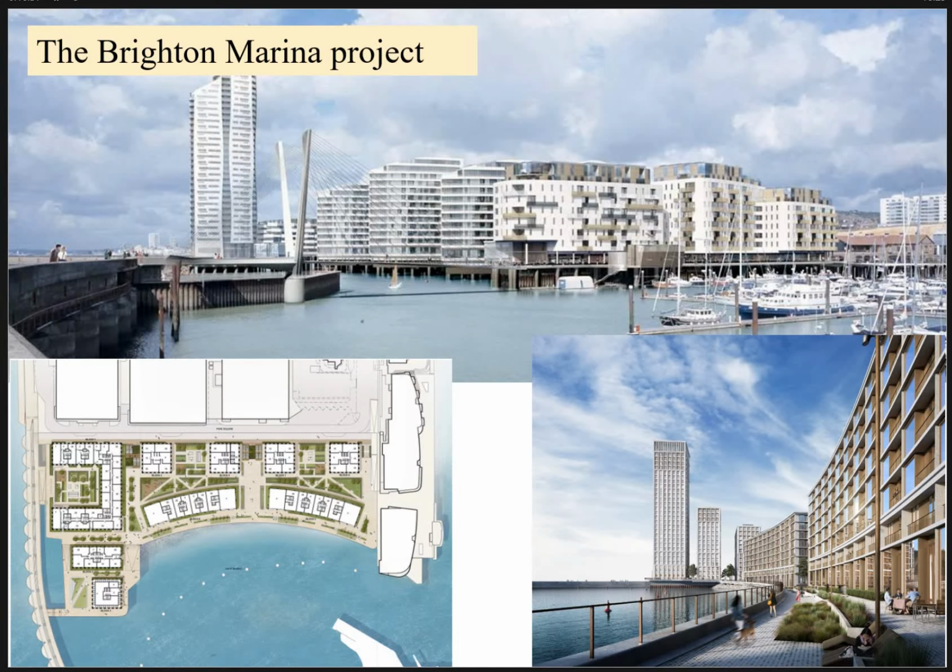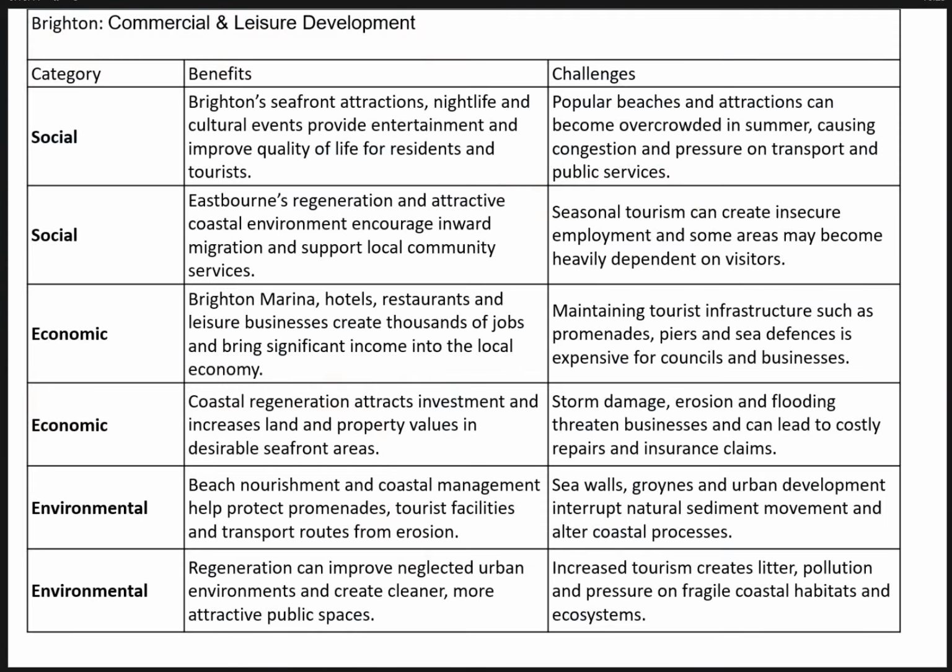So again, we're going to use the social, economic, and environmental structure framework. For example, if we wanted to talk about the social benefits, we might want to talk about Brighton's seafront attractions, its nightlife, its cultural events, its entertainment.